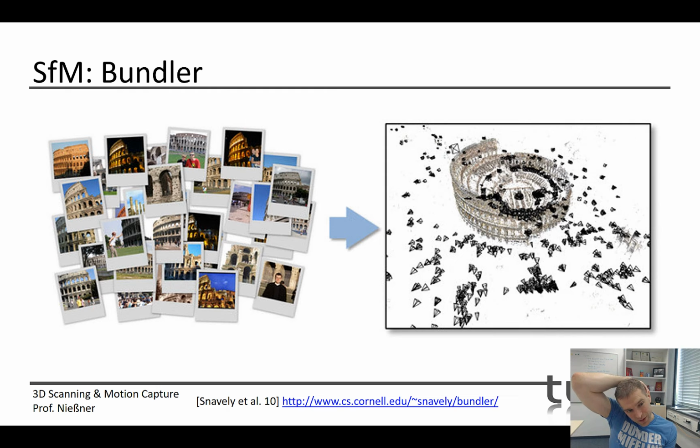What he and his collaborators did is they had a bunch of images of the Roman Colosseum. They were crawled from the web, actually, funny enough. And then they reconstructed the Colosseum here. They got this point cloud. This is a very cool example. Bundler is one of the first open source software packages that people used for structure from motion. It's still online, and people still use it today.